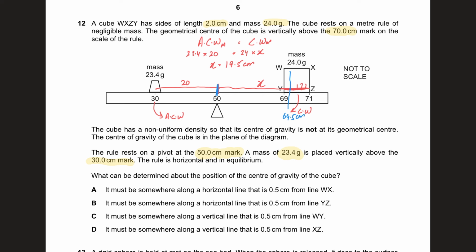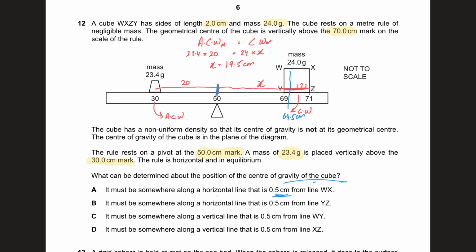So what can be determined about the position of the center of gravity of the cube? It must be somewhere along a horizontal line that is 0.5 centimeter from line WX. So can we say for sure that the center of gravity acts 0.5 centimeter from WX? We don't know. It could be or it could not be the case. If it acts over here, it must be somewhere along a horizontal line that is 0.5 centimeter from line YZ. Does it act in this line? It could be. It could act over here, exact position, but we don't know. We can't say that for sure.